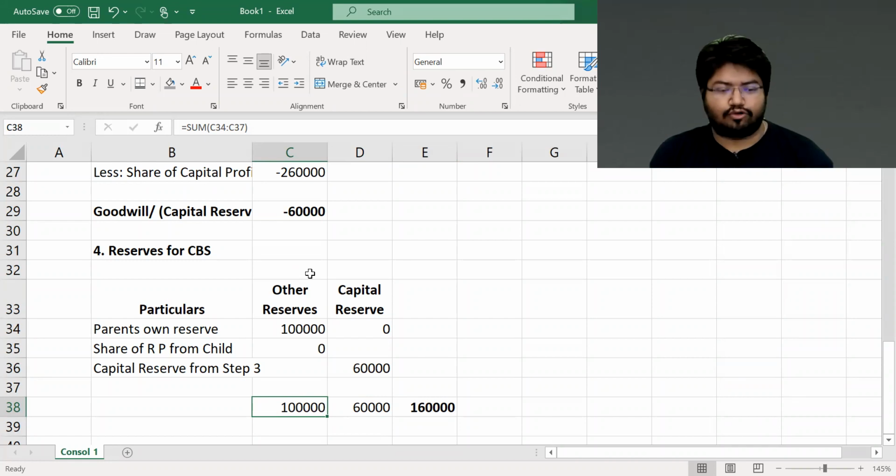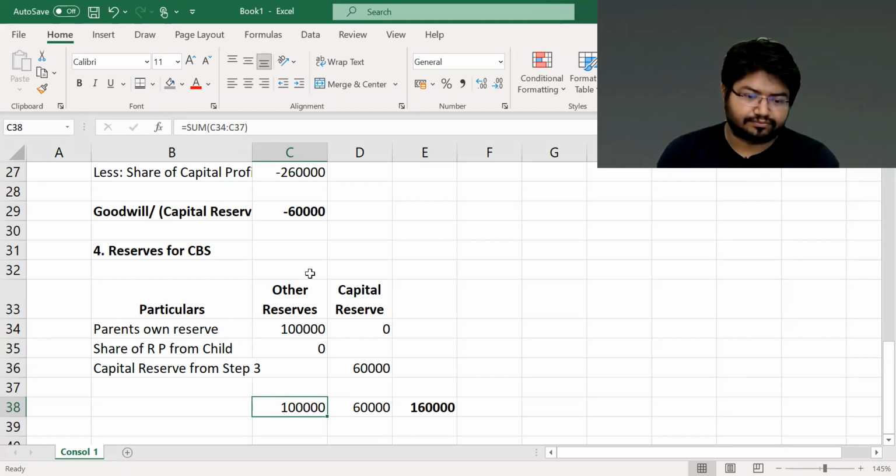Any doubts before we go forward? No, sir. All right. So let's get ahead with the last part, that is balance sheet.